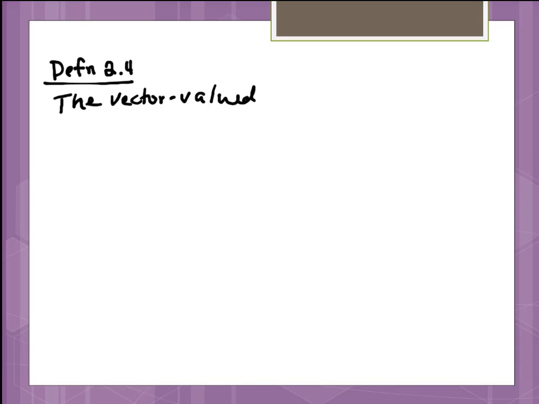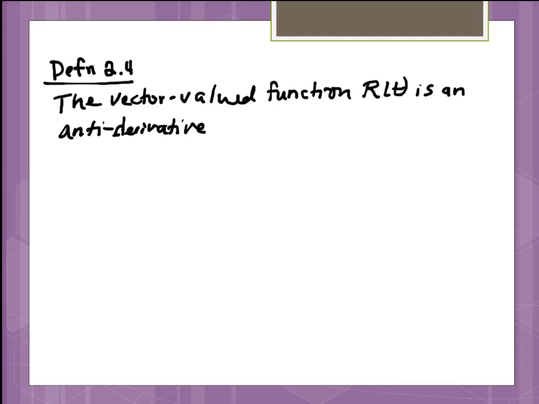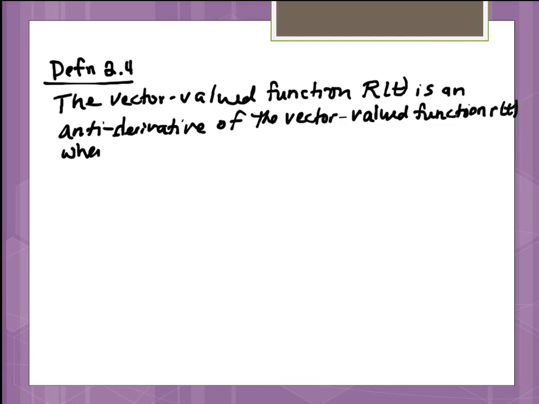valued function, capital R of t, is an antiderivative of the vector valued function, and it's small r of t, whenever capital R prime of t is equal to the small r of t.